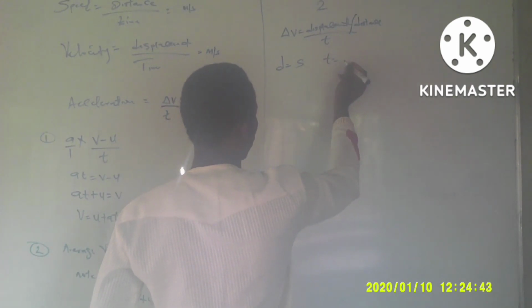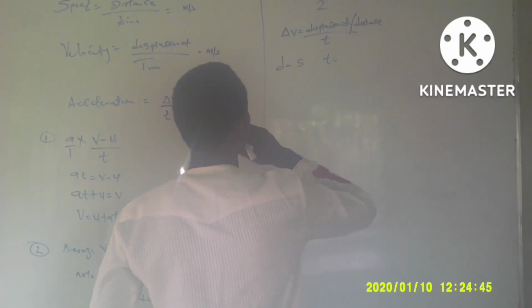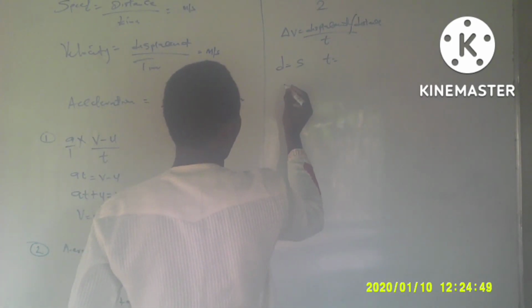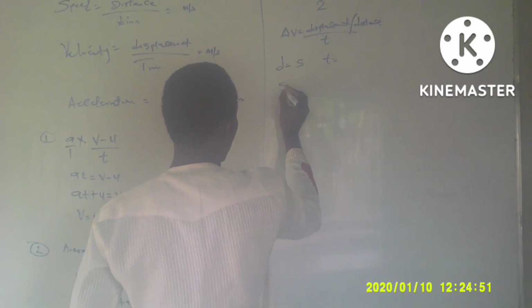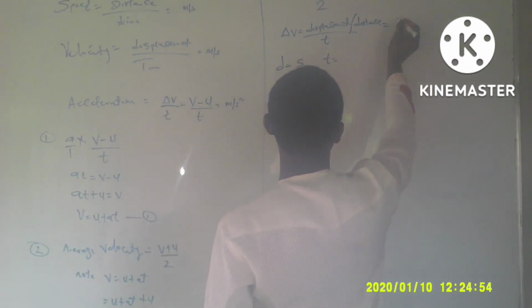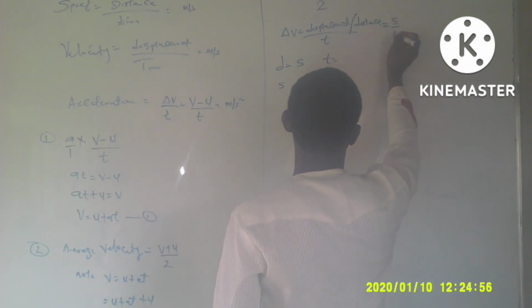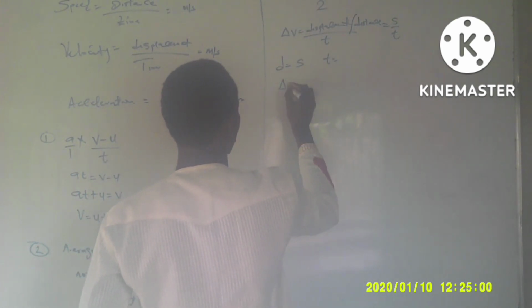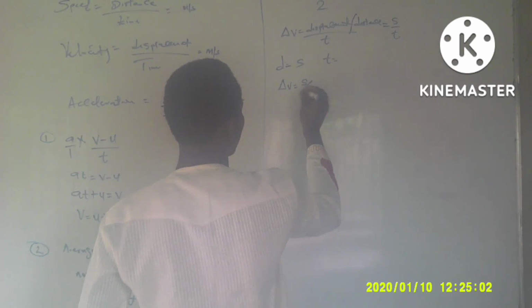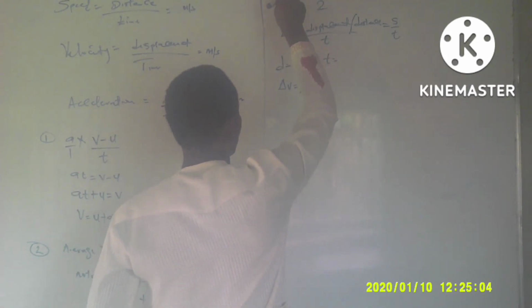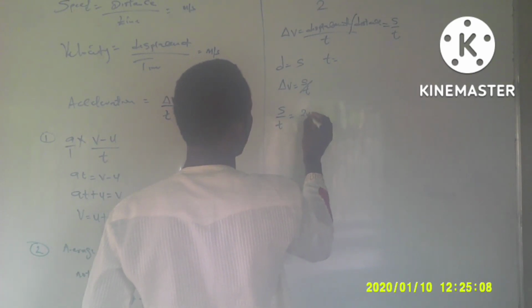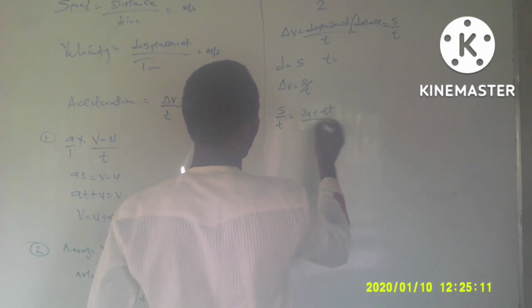Now remember that this time. So now let's substitute it for average velocity. So it's going to be what? Distance, which is x, or let me represent this by x over t. So now let's substitute delta v with what? x over t. So let's substitute into this equation. Now it's going to be x over t is equal to what? (2u + 8t) all over 2.